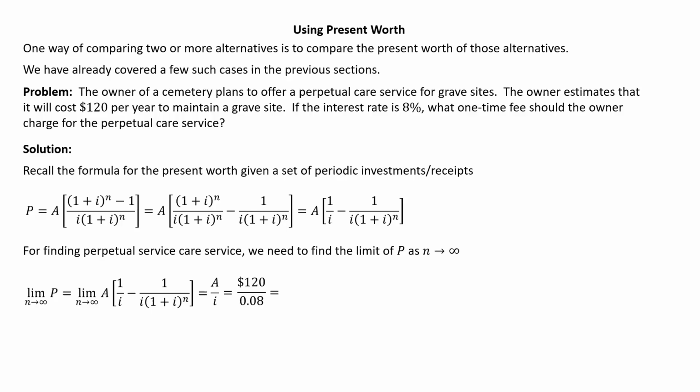So in this case, 120 over 0.08 is $1,500. So if he charges $1,500, the cemetery guy, then he can keep on maintaining this for an infinite amount of time. As simple as that. Right? I like this problem.